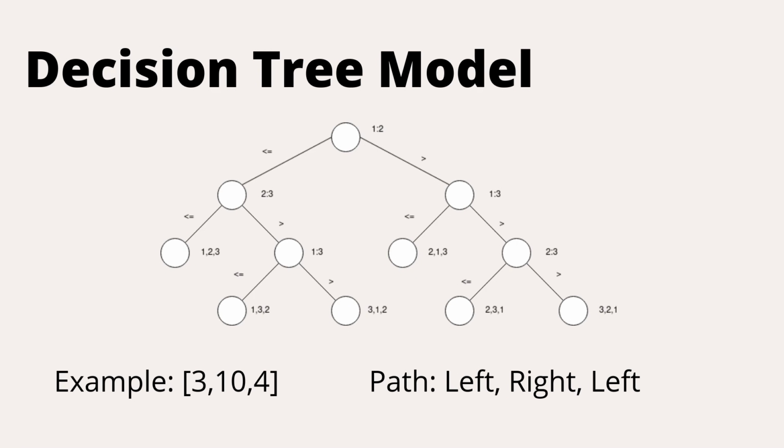And finally, we compare index 3 to index 1, index 1 to index 3, and we go to the left because 3 is less than or equal to 4. So that we arrive at the permutation 1, 3, 2. We have the smallest element first, the largest element, and then the middle element, which is what is reflected in our example array. And the path we need to get to this leaf is left, right, then left. So starting from the root, left, right, left.